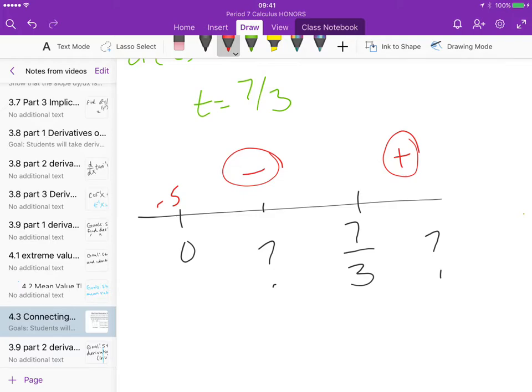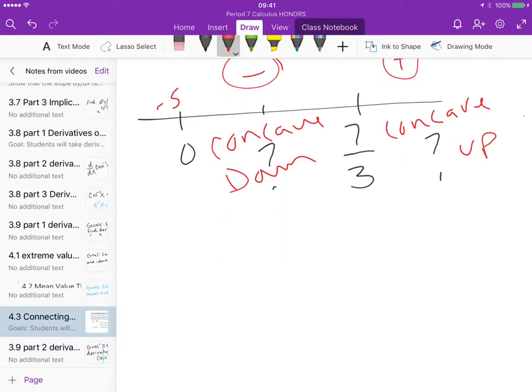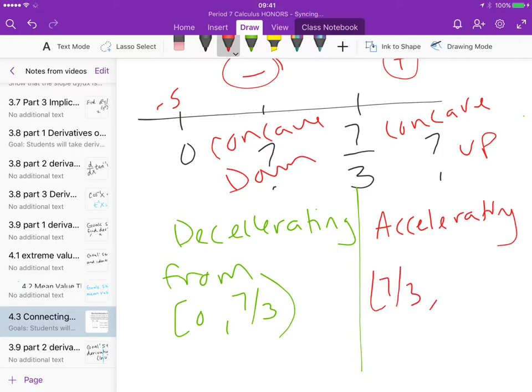And so think about what's happening here. When this is decreasing, we have concave down. And then when it's increasing, we have concave up. And so we said that when we're concave down, this really means that we are decelerating from 0 to 7/3. And then we are actually accelerating from 7/3 onto infinity.